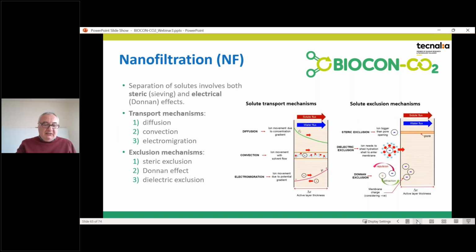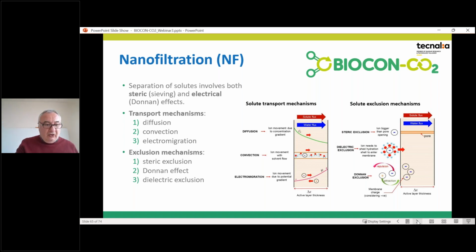The separation mechanisms of nanofiltration involve both steric sieving and electrical Donnan effects. The solute movement through the nanofiltration membranes is governed by both transport and exclusion mechanisms. Transport mechanisms within the membrane include diffusion, convection, and electromigration. And exclusion mechanisms include steric exclusion, Donnan effect, and dielectric exclusion.